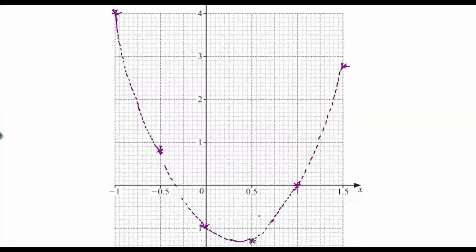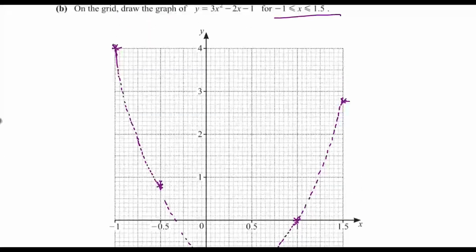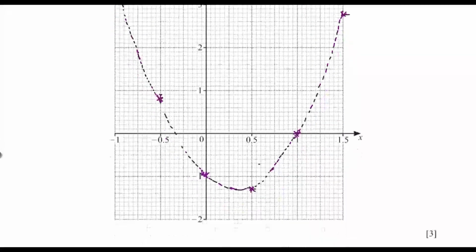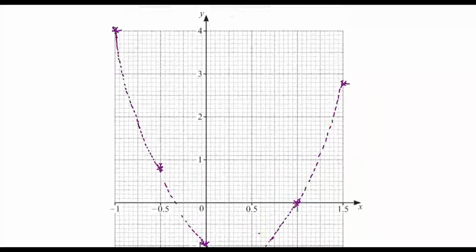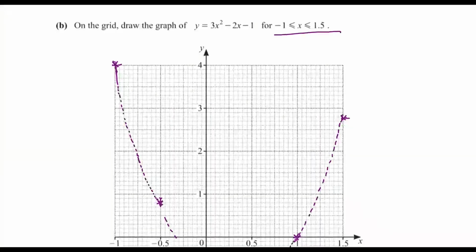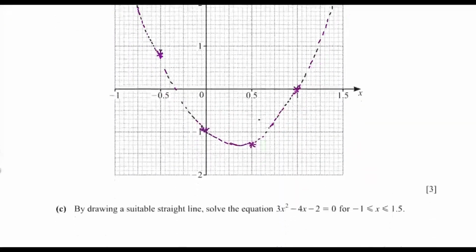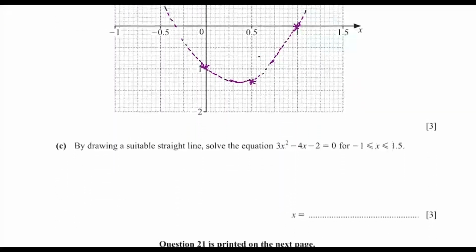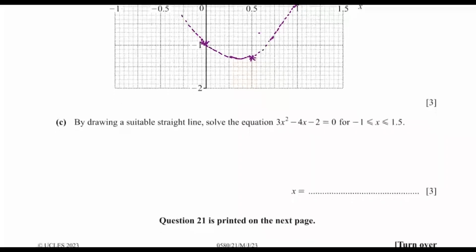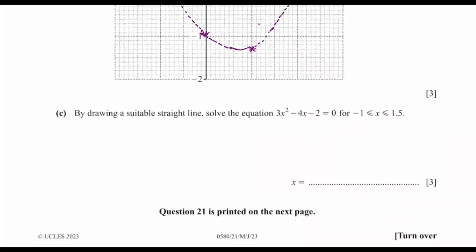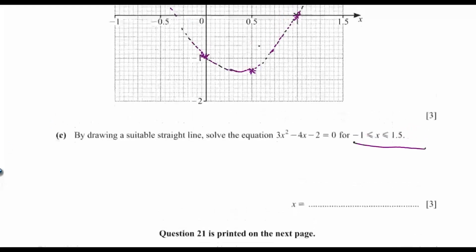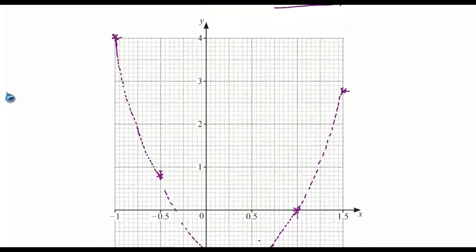So this is the rough sketch of the graph or the parabola. For you, you can make use of your French curve and that will give you a perfect curve. So by drawing a suitable straight line, solve the equation 3x squared minus 4x minus 2 equals 0 for this given range.